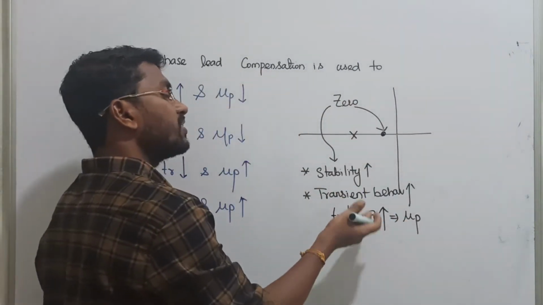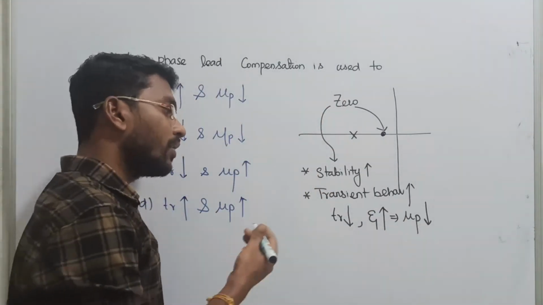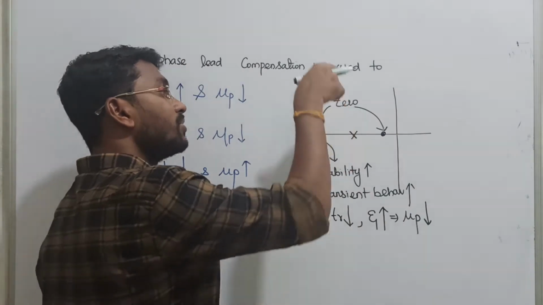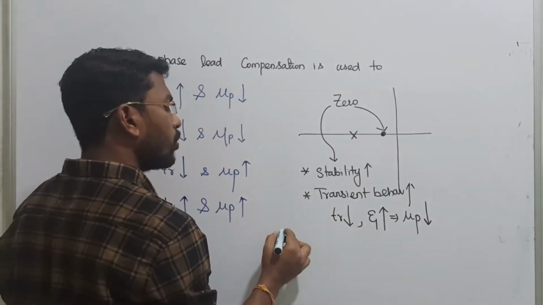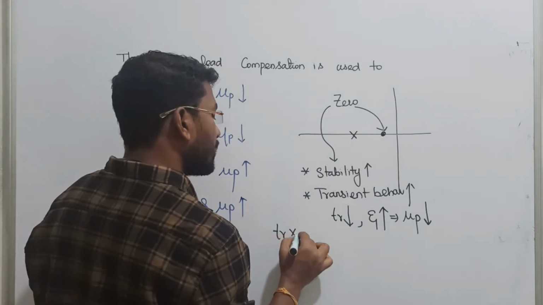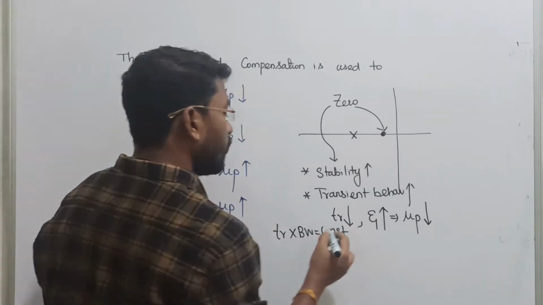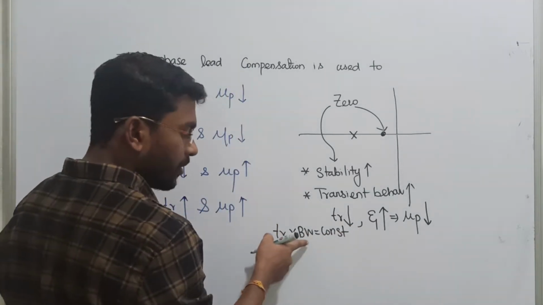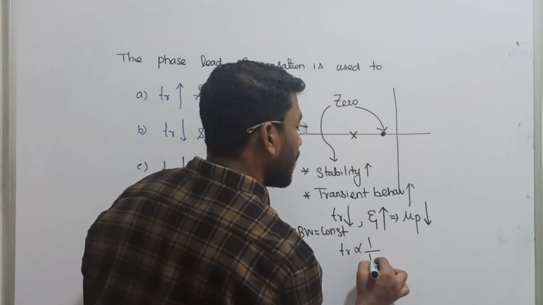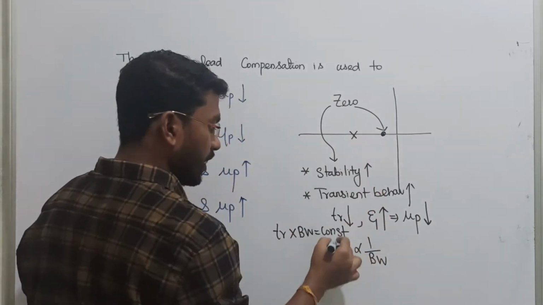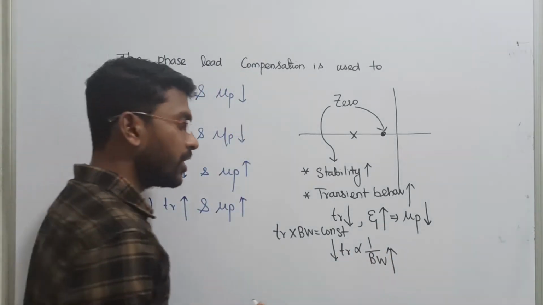If the damping ratio keeps on increasing, then the maximum peak overshoot will decrease. Because of the addition of the zero, we have observed many other things. I concluded that the product of rise time and bandwidth will always be equal to a constant, such that if rise time increases, bandwidth decreases, so rise time is reciprocal to bandwidth. If rise time decreases, then the bandwidth offered by the system will increase. That is what we have observed.